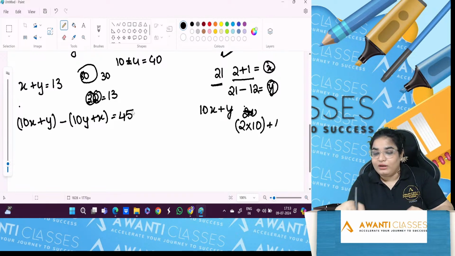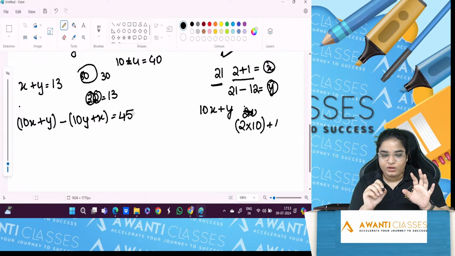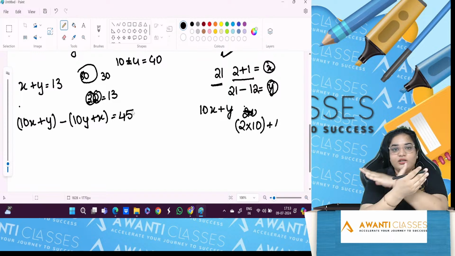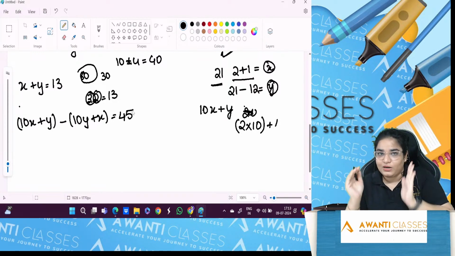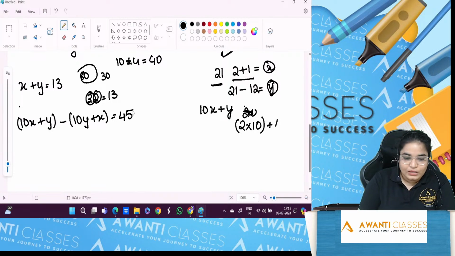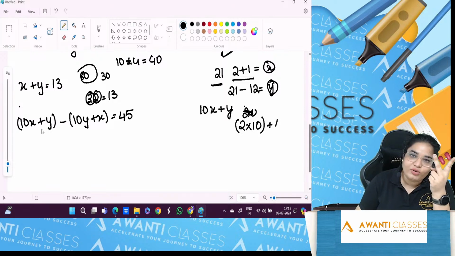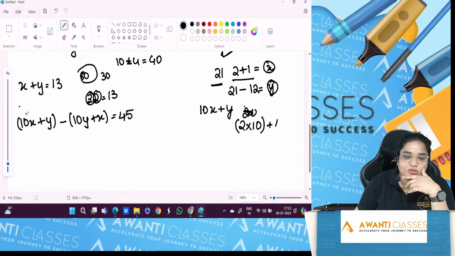21 minus 12, for example. Okay. So 10x plus y interchange gives 10y plus x. Okay. The difference is equal to 45. Do we have two equations? Yes. Two variables? Yes. Simply solve, no?